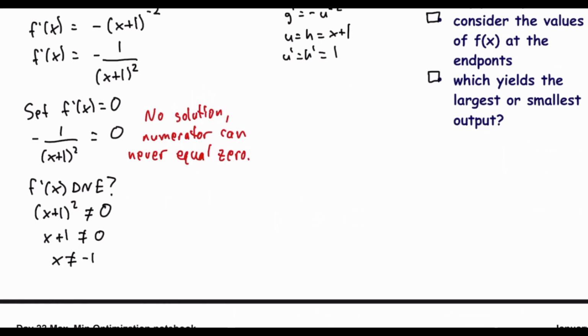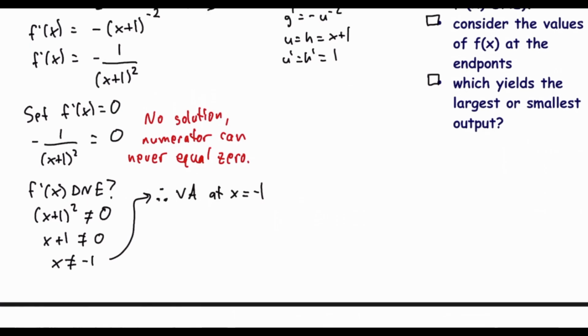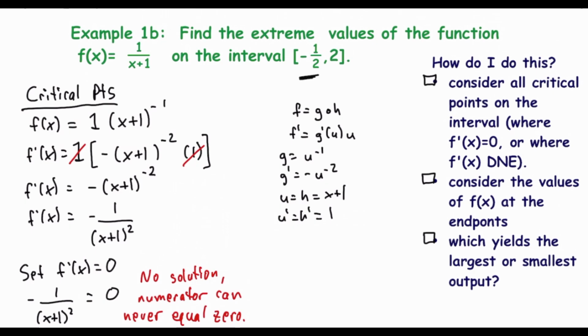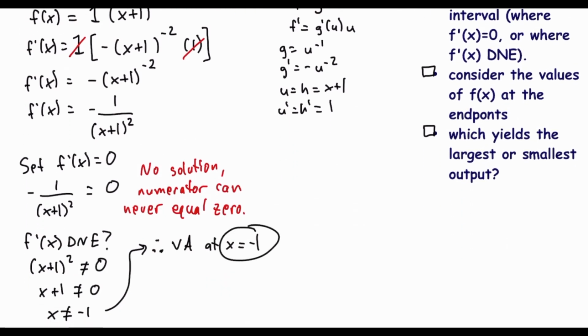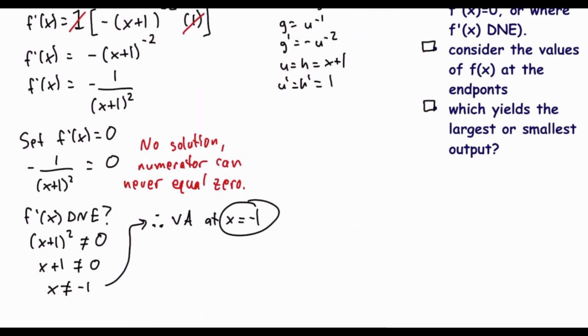What happens at negative 1? Well, I have a rational function where the denominator is going to 0. And so there's going to be a vertical asymptote at that point. So therefore, we're going to have a vertical asymptote at x equals negative 1. But does that matter? What is our interval that we're looking at? I'm considering x values between negative 0.5 and 2. Negative 1 is outside of our interval, so we don't even need to worry about it. Therefore, don't worry about it.